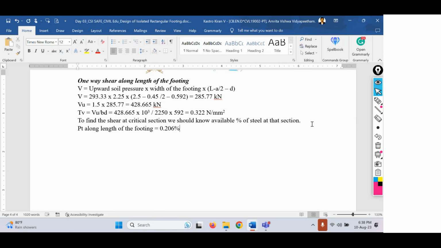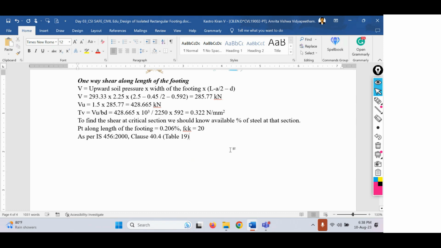Now from this, we have to find one value, that is the tau C value. Here the grade of concrete is M20. Now, if you refer to IS 456, as per IS 456:2000, clause 40.4, especially Table 19, if I'm not wrong. I'm not sure about the table number, but let me write that. I think it is Table 19 only.